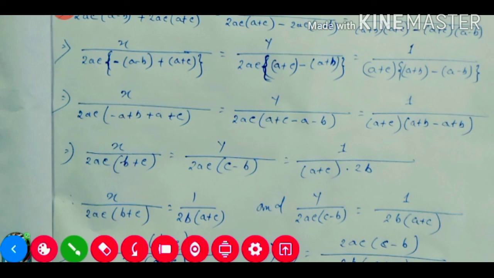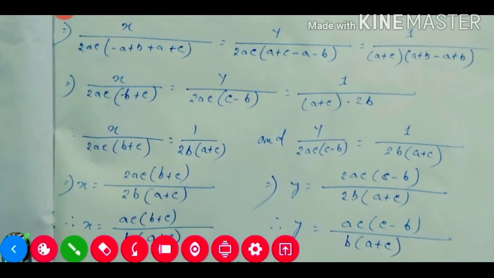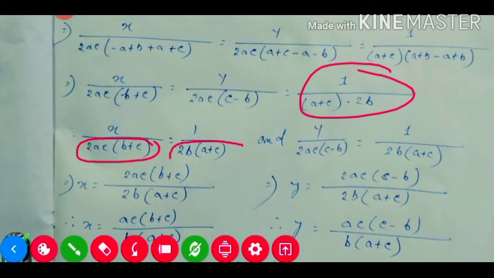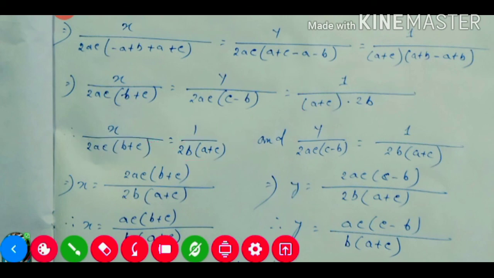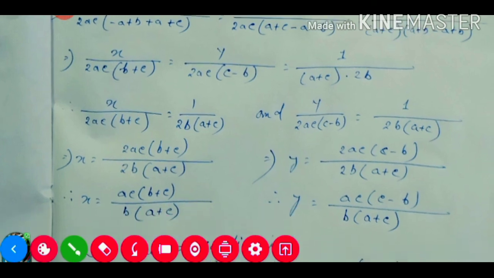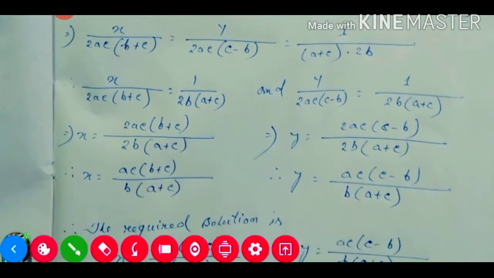Therefore x divided by 2c into (b plus c) is equal to this one, 1 divided by 2b into (a plus c). Now x is equal to this portion goes on top, and this one remains down only. Now 2 will be cancelled, and nothing else will be cancelled, same will remain, so it will be ac divided by b. So 2 cancelled and the remaining one only: x equals ac into (b plus c) divided by b into (a plus c).